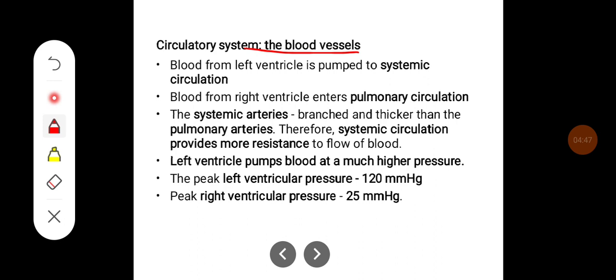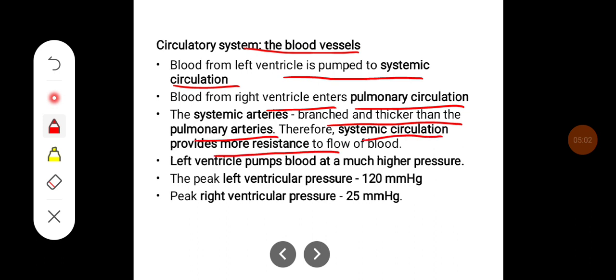The blood vessels. The blood from the left ventricle is pumped into the systemic circulation. Blood from the right ventricle enters the pulmonary circulation. The systemic arteries are branched and thicker than the pulmonary arteries. Therefore, systemic circulation provides more resistance to the blood flow. The left ventricle pumps the blood at much higher pressure. The peak left ventricular pressure is 120 mm Hg. The peak right ventricular pressure is 25 mm Hg.